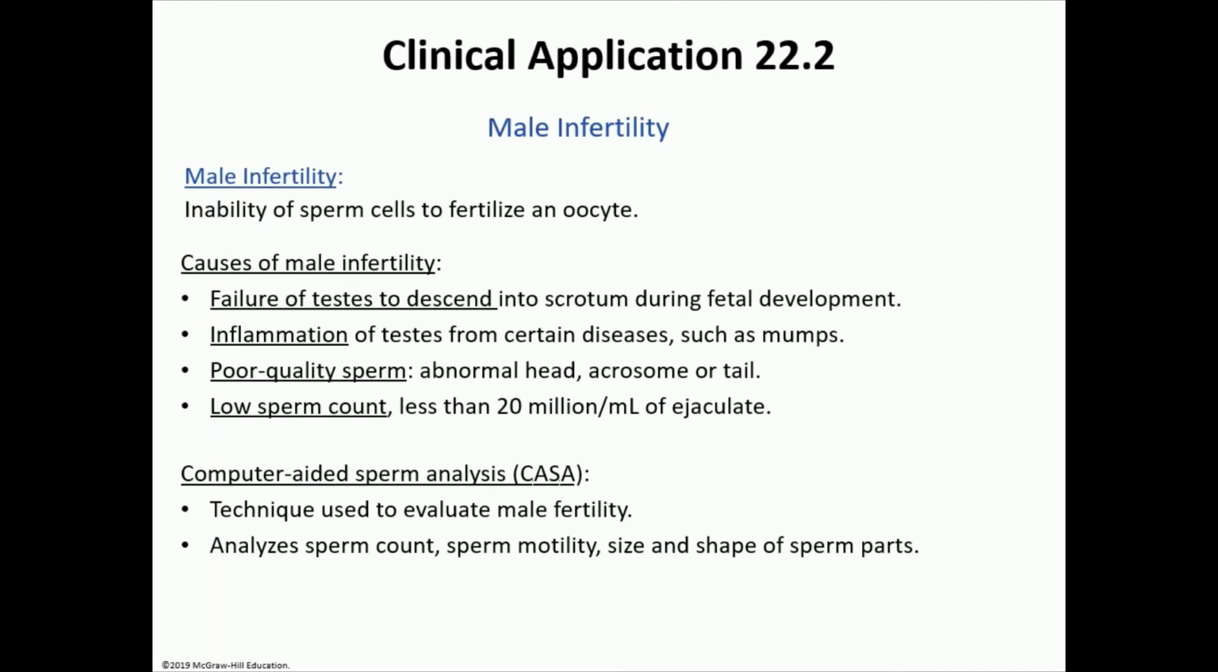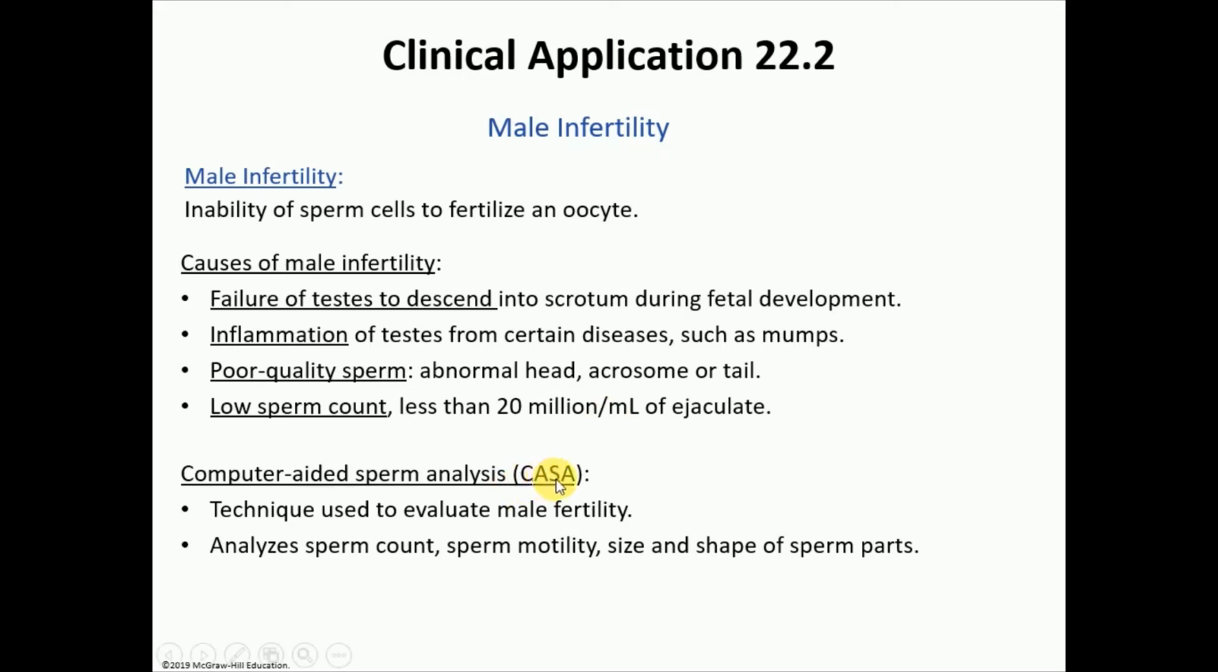Now, male infertility is the inability of the sperm cells to fertilize an oocyte. Some of the causes could be failure of the testis to descend into the scrotum during fetal development. Could be due to inflammation and destruction of the testis from certain diseases and infections, like mumps, for example, which is a viral infection of childhood that could lead to the inflammation and destruction of testicular tissue. Poor quality sperm, so the sperm might be made, but it has an abnormal head or abnormal parts. Or the sperm is normal, but there's a low sperm count. So anything less than 20 million per milliliter is considered low sperm count.